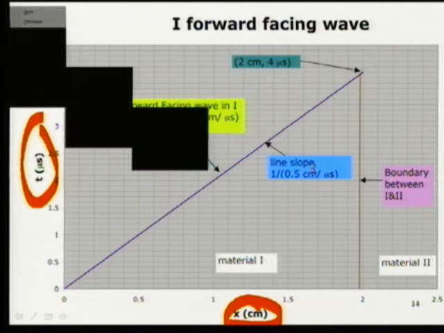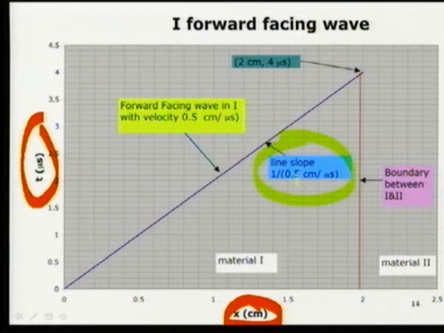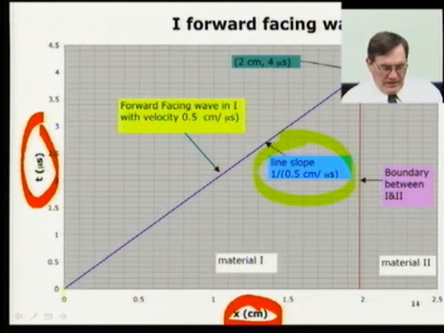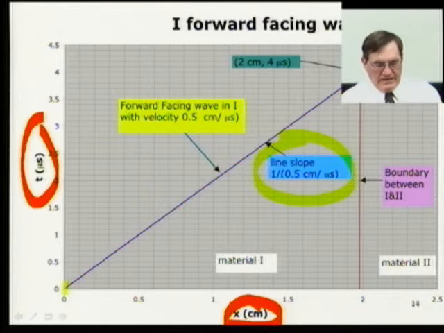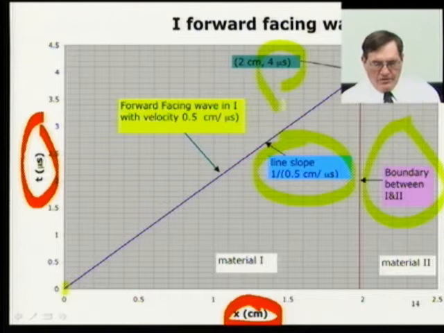In this case, I did use consistent units, 0.5 centimeter per microsecond. And 1 over that velocity is a slope, and in this case it starts at the 0, 0 point, because that's where you get to choose where it starts whenever you do it, but it's always convenient to have the first point at 0, 0. And it draws a straight line, and it goes to where the boundary is between 1 and 2. And therefore, it's quick and easy to see that it took 4 microseconds at that velocity to go the 2 centimeters. So that's one of the answers on the problem.